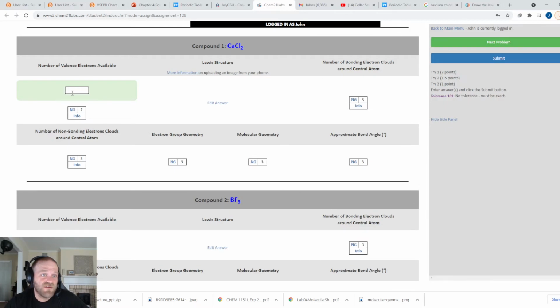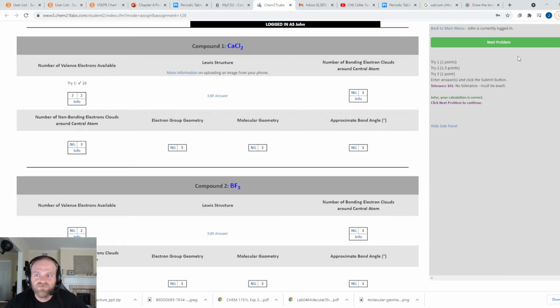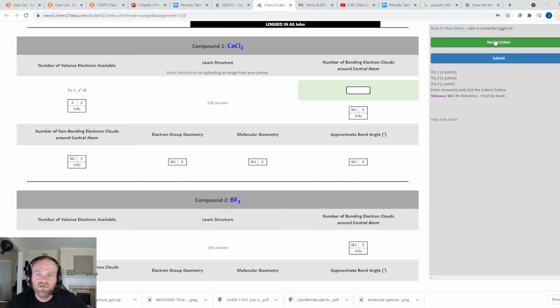Number of valence electrons available. Go back to my paint program. We said 16, right? So 16. Submit. Next. Number of bonding electron clouds around.